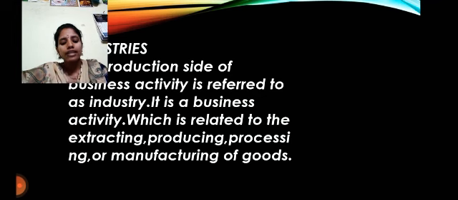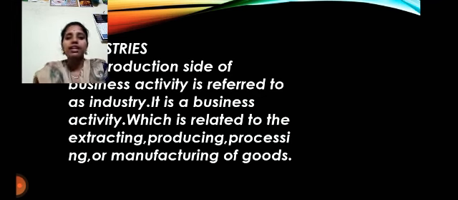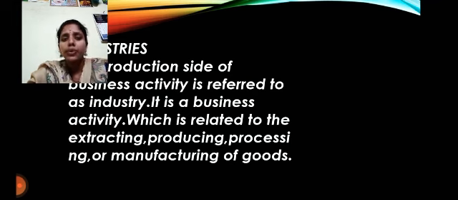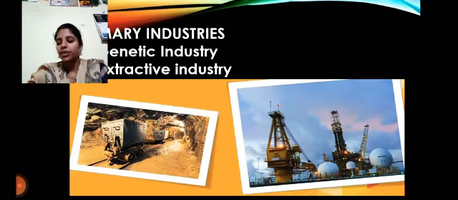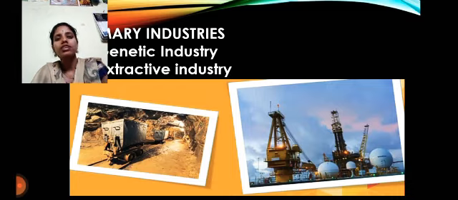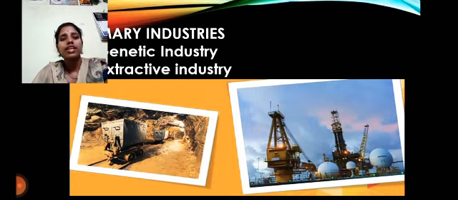So in the industry, first we have to learn about primary industry. Primary industry is concerned with the help of nature. It is a nature oriented industry which requires very little human effort. For example, we have agriculture, farming, forestry, horticulture, etc.